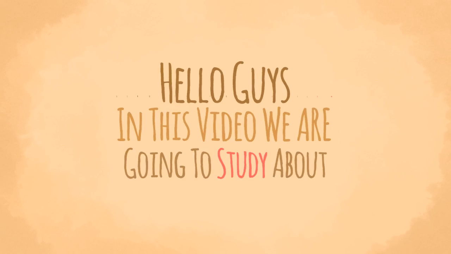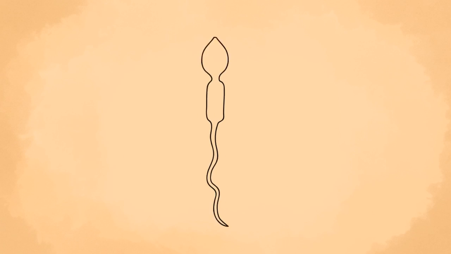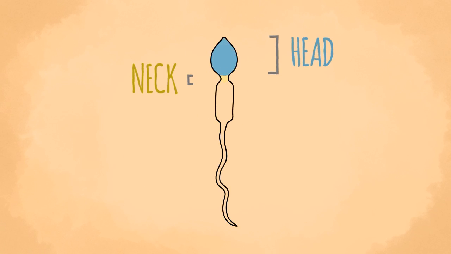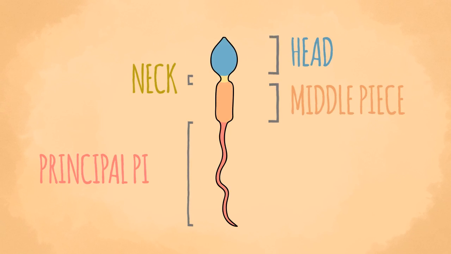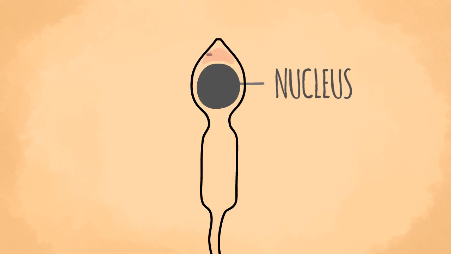Hello guys, in this video we are going to study about the structure of the sperm and spermatogenesis. The sperm contains a head, a neck, a middle piece and a principal piece or a tail. The head contains a nucleus and an acrosomal cap.